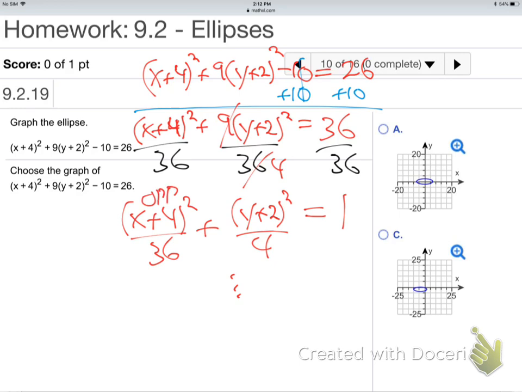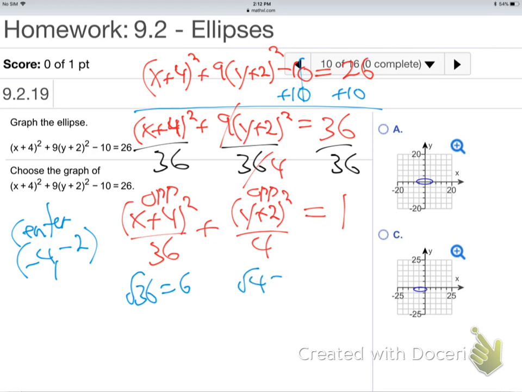Opposite, well, maybe I'll give a couple facts. Opposite, opposite. Here, maybe I'll graph it myself. Opposite, opposite. So the center is -4, -2. Opposite, opposite. Good. So we're running out of room here. So center is -4, -2. And then the square root of 36 is 6. Square root of 4 is 2.